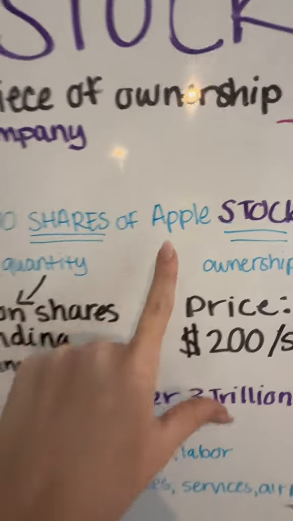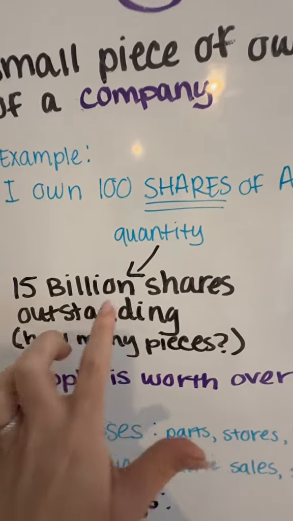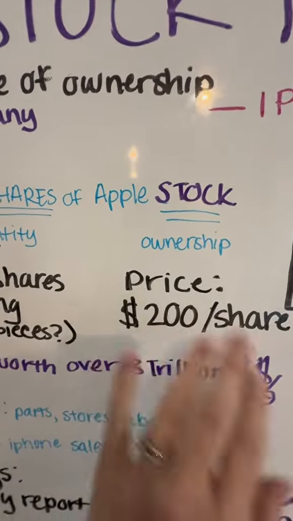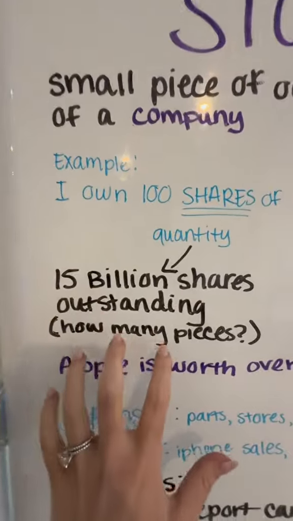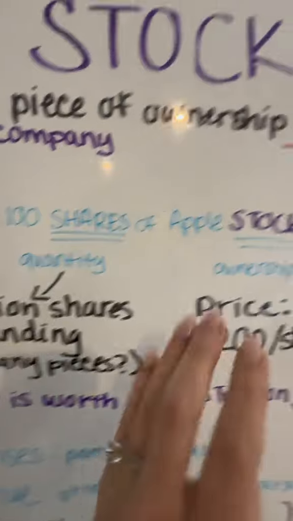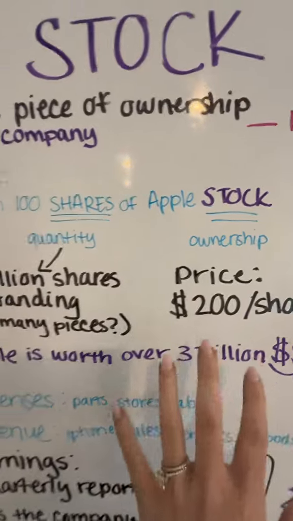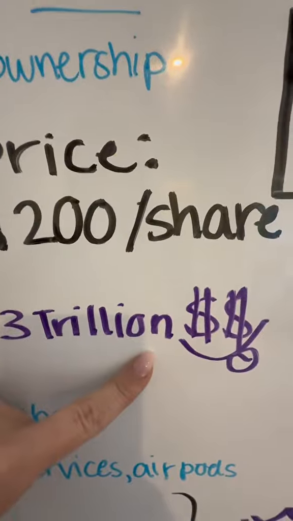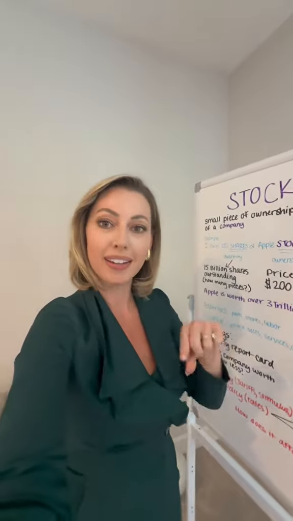Now Apple has split up their company into 15 billion tiny little pieces, and each share has a value. Right now it's around $200 per share, but if we were to take the amount of shares outstanding, the bunch of tiny little pieces, times the price per share, you'd get the total market value of the company. Right now, it's over $3 trillion. That's called market cap, market assigned value.